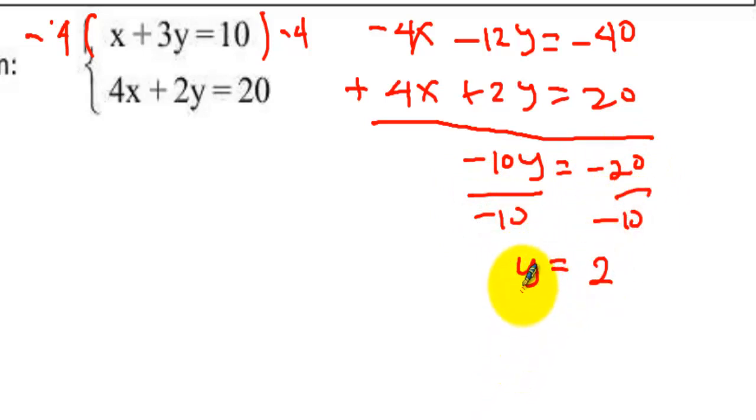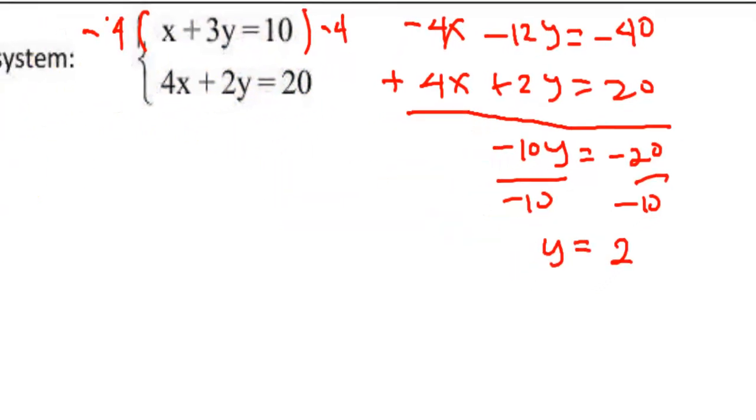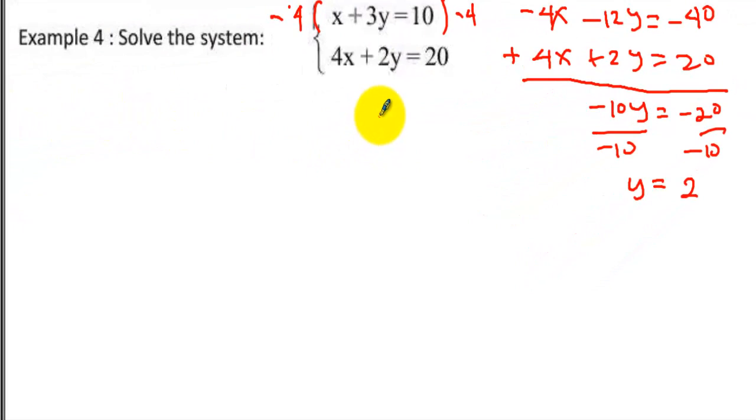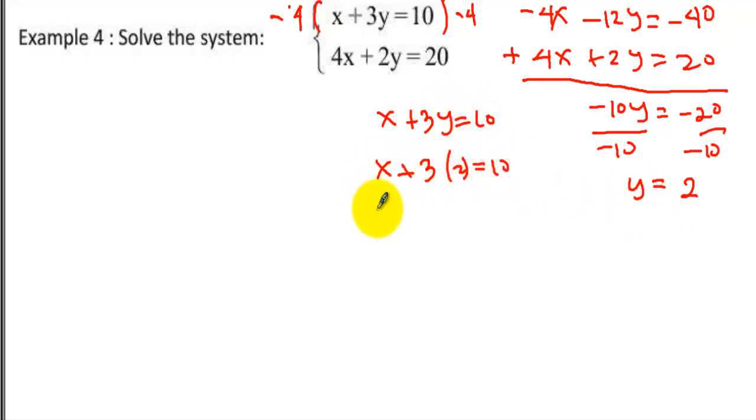From here, we can either use the first equation or the second equation. So this time, I'm going to use the first equation. So copying the first equation, we'll get x plus 3y equals 10, but our y is equal to 2. So we'll get x plus 6 equals 10. Subtract 6 from both sides, we'll get x equals 4. So here we have a point of intersection, and that intersection is (4, 2).